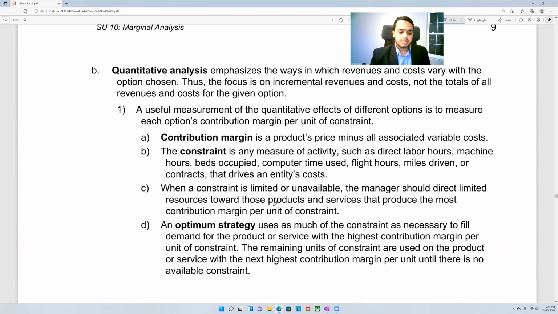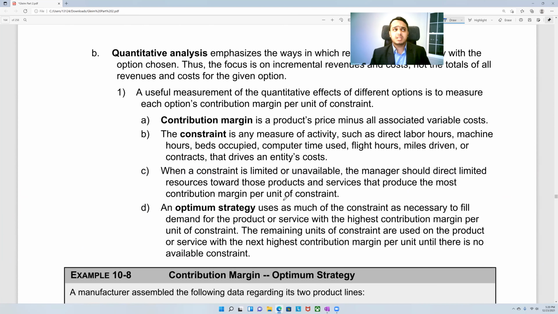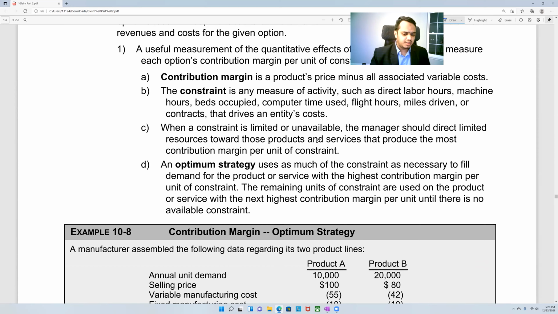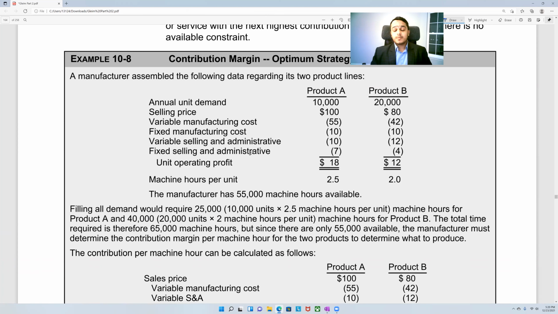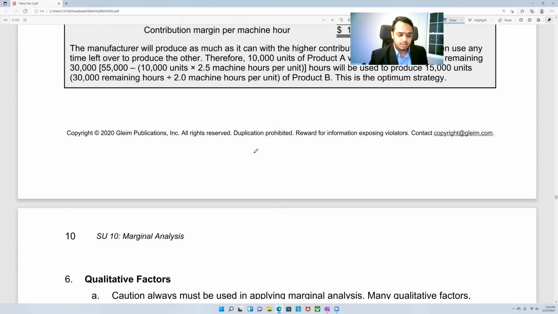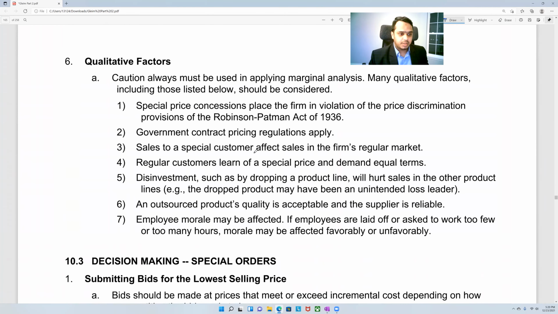Okay, quantitative analysis. Marginal analysis is used for optimum utilization of the resources which you are already having, like what are the constraints in measuring of activity, optimum strategy? Having an optimum strategy is nothing but making sure that you have your resources utilized to the fullest, to the maximum extent. That's what it is. Going forward, quantitative factors, you guys can go through it.